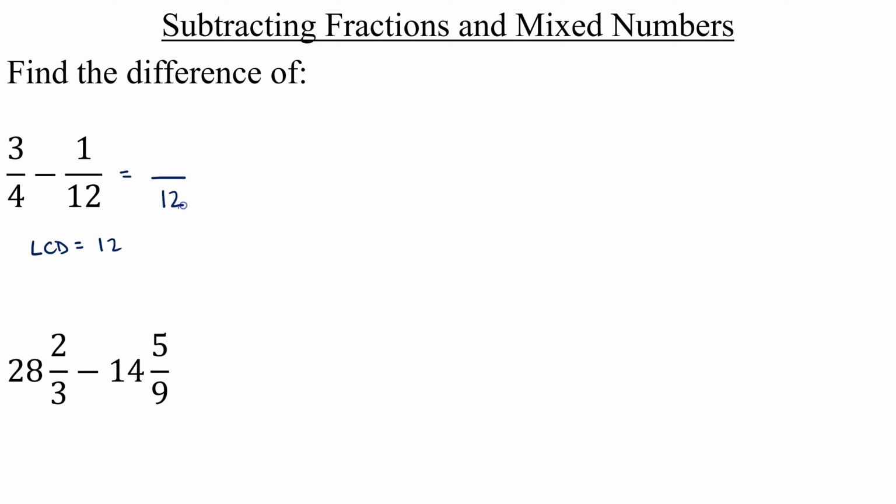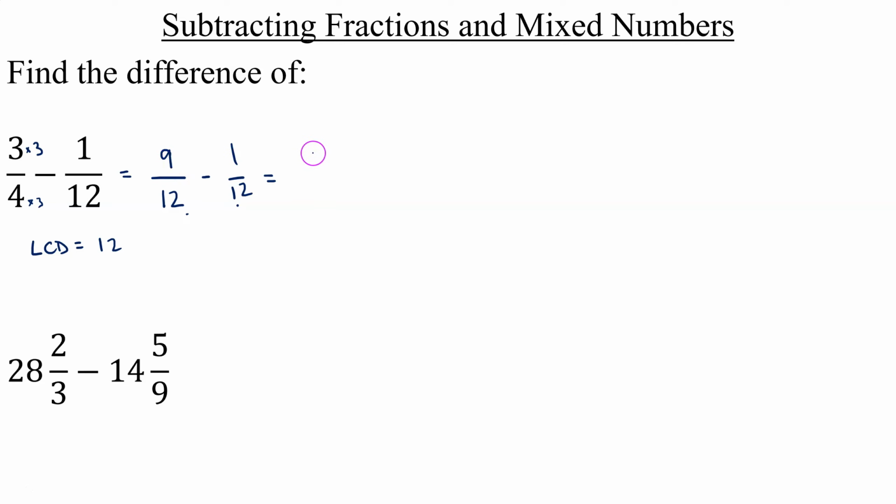In order to get a denominator of 12 for the first fraction, we would have to multiply 4 by 3 to get 12. So we're going to multiply our numerator by 3 as well. Our first fraction is 9/12. Our second fraction, the denominator already is 12, so we don't have to do anything. Now to subtract the fractions, since they both have a common denominator, we need to subtract the numerators.